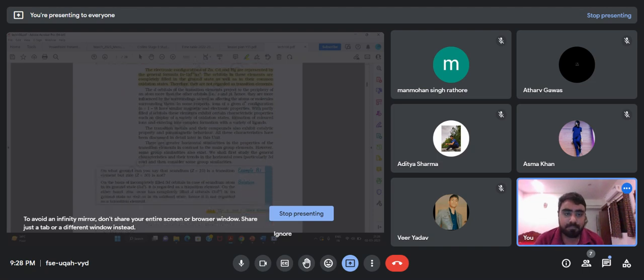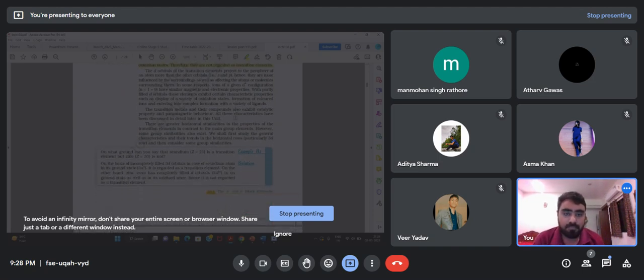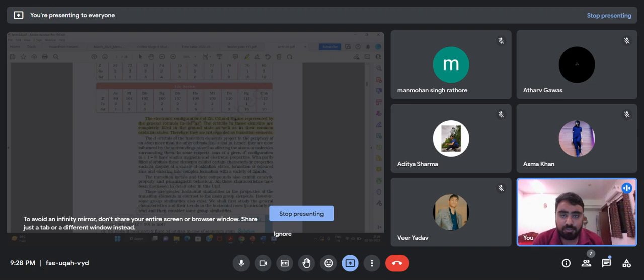Further going on, I want you to underline this in your textbook. Whatever I am highlighting here is very important. You need to remember it and underline it, please, in your textbook.